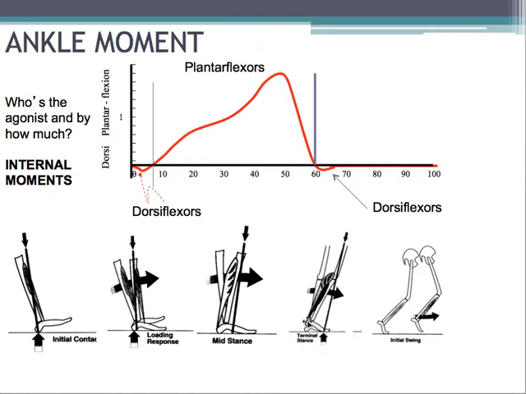And so that's why it's not just called terminal stance, but may also be called push-off, because this rapid plantar flexion is also associated with an upward and forward projection of the center of mass of the body and assists with this shifting from one leg to the next.